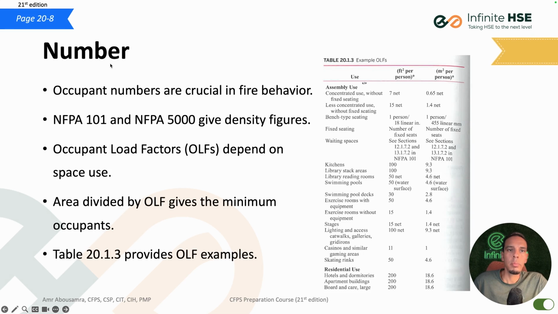After that, the number, and we also discussed this during section 4, and it's related to the occupant load factor. We discussed what the occupant load factor is, and it's the area allocated for each occupant. And this table also gives you the figures of occupant load factor here in the assembly use and residential use, and we know the difference between net and total area. So we already covered this in section 4. We will not go in depth with this information.